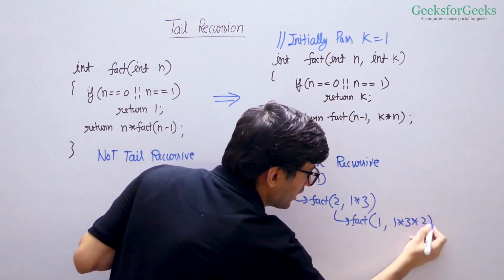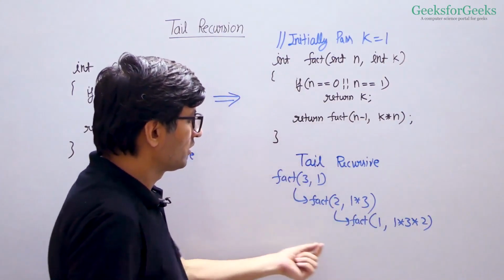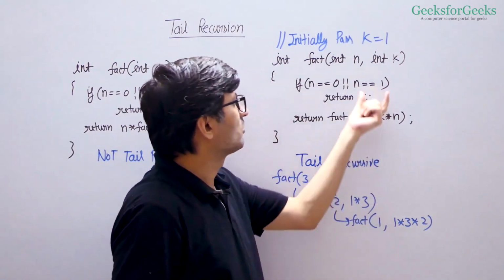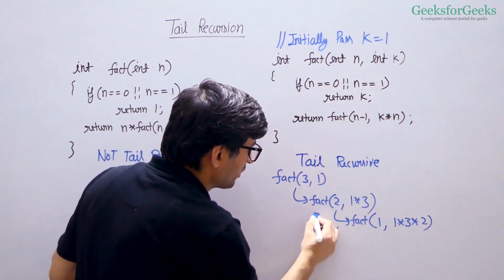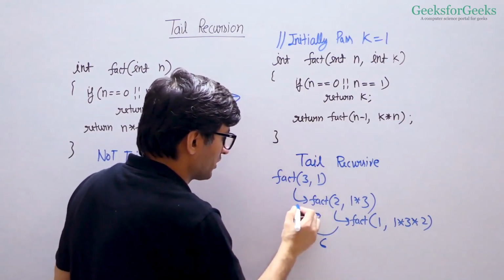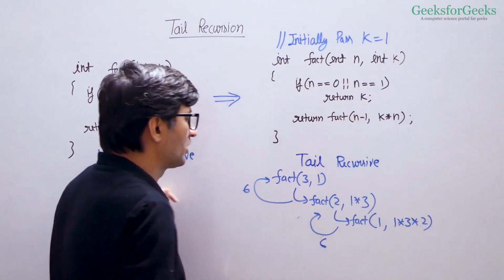Now when you make this recursive call, you will notice that n is 1. So you will fall into the base case. So you will return this value, which is 6. You will return 6 to the parent, which will return 6 to its parent. So you finally get the output as 6.